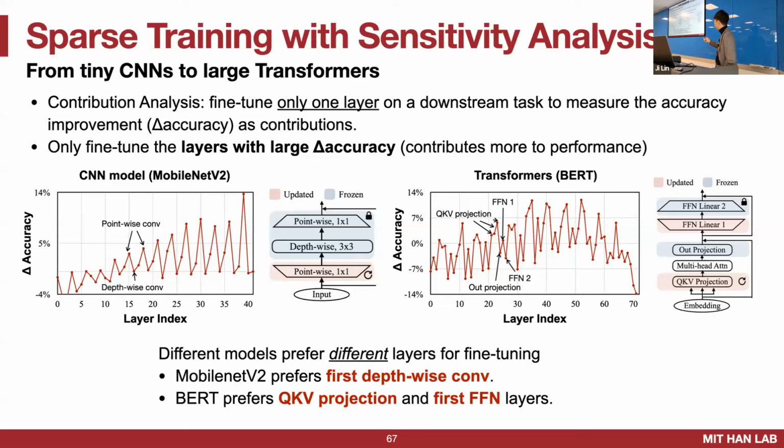We are getting some very different patterns for MobileNet V2 and transformers. Basically, the first point-wise layer in MobileNet V2 is important for transfer learning, and also the QKV projection and the first FF1 layer. While for the other layers, if you update them, that doesn't contribute to the transfer learning accuracy.